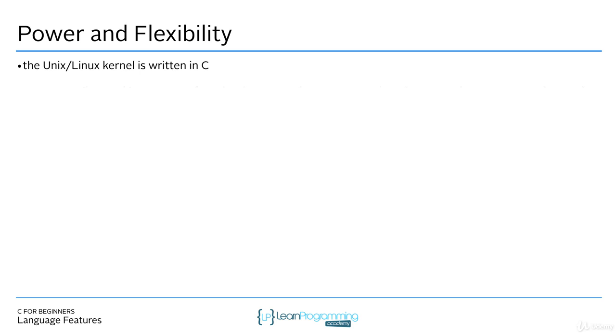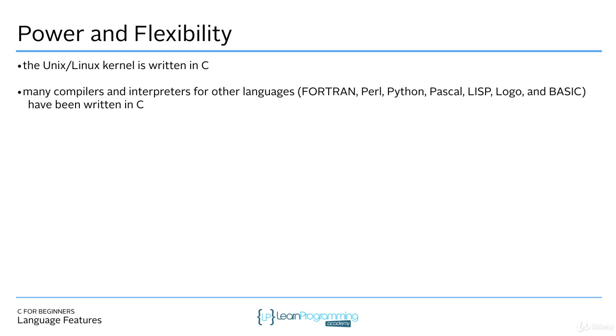So it typically contains interfaces of the hardware and the kernel. It manages memory. It does all sorts of different things. And that is all written in C. So that can tell you the powerful aspect of the language. If the kernel of an operating system is written in that language, it is powerful. So many compilers and interpreters for other languages are built on C or have been written in C.